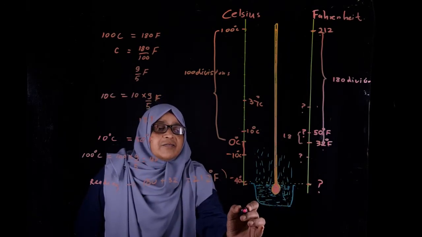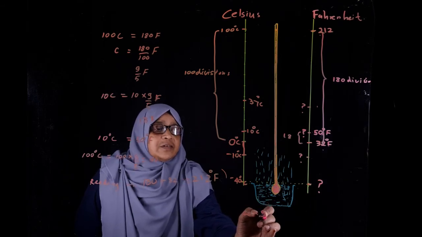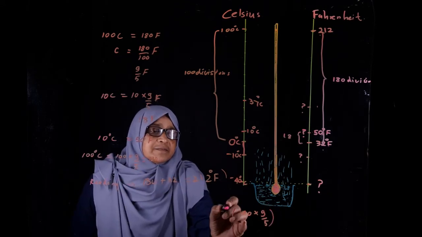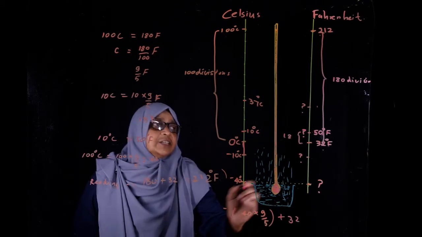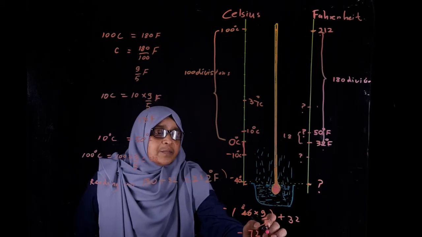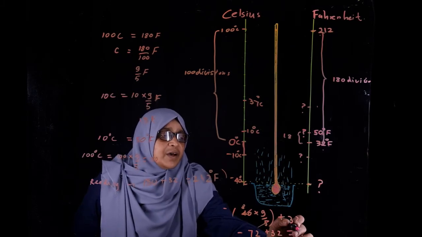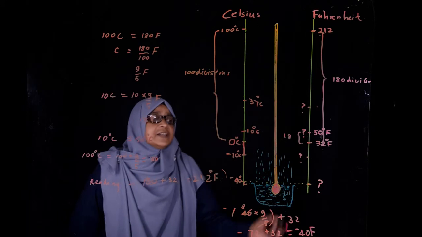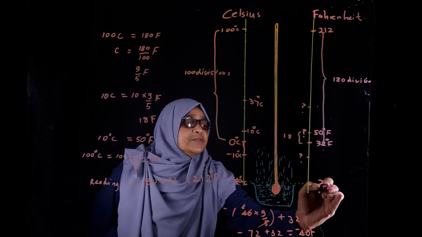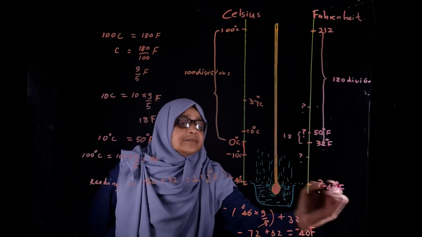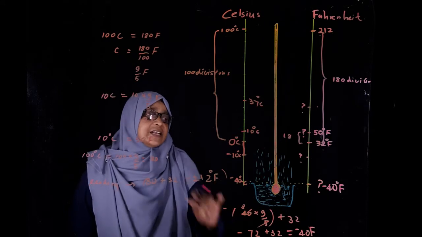Okay, minus 40 into 9 by 5, that is minus 72, minus 72 plus 32. It is minus 40 degrees in Fahrenheit. So we can say minus 40 degrees Fahrenheit and minus 40 degrees Celsius.